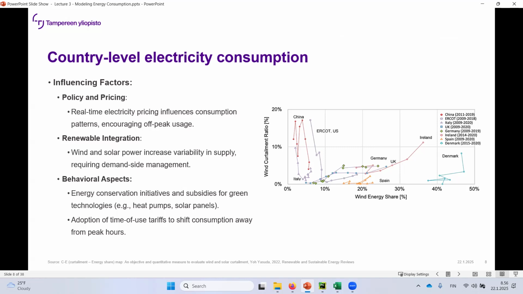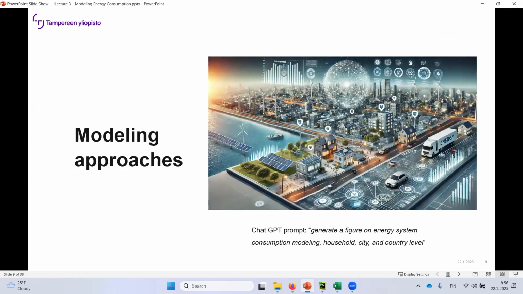Behavioral aspects, conservation initiatives and subsidies for green technologies, heat pumps, solar panels, and so forth. And adoption of these time-of-use tariffs. So that's something that's happening nowadays with the electricity business.